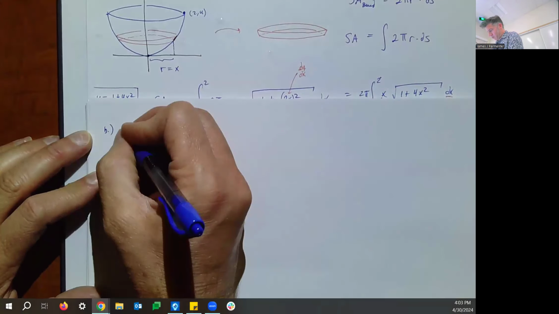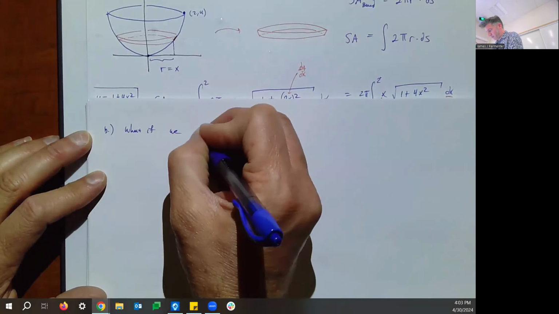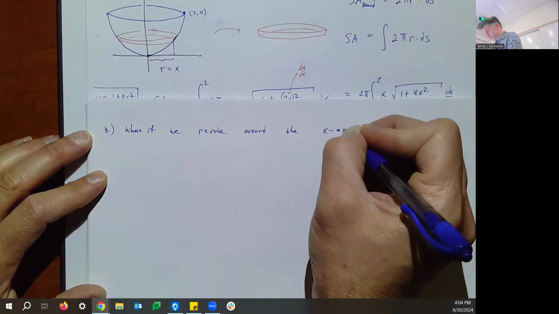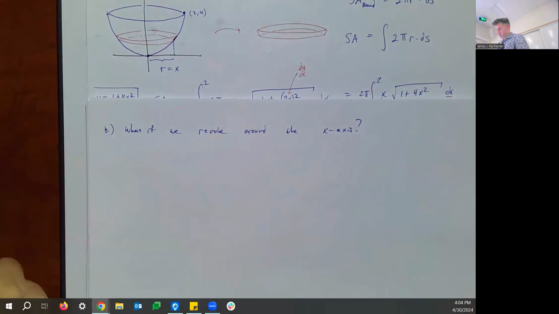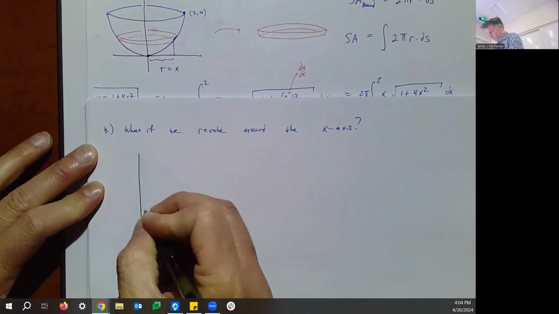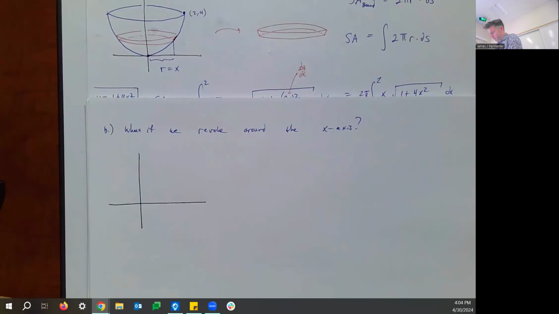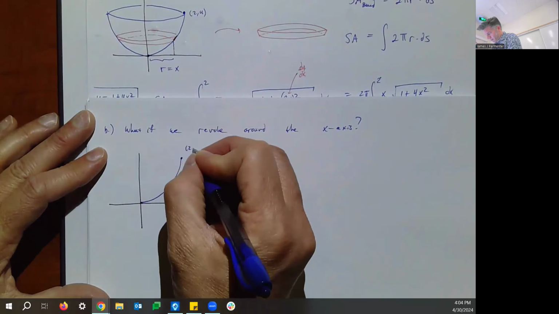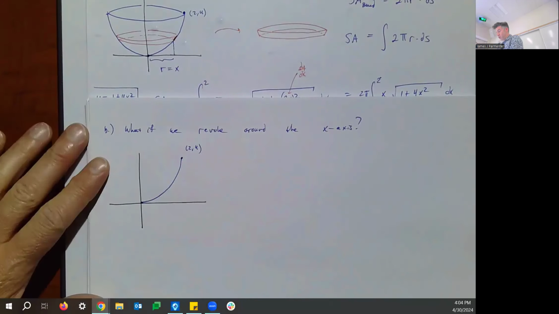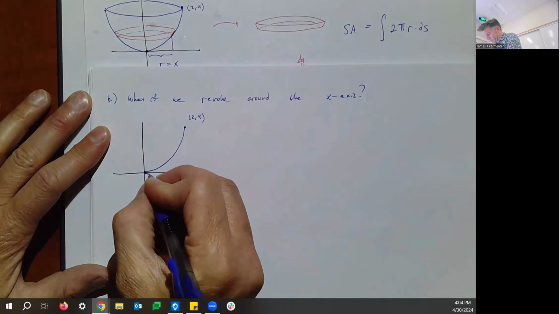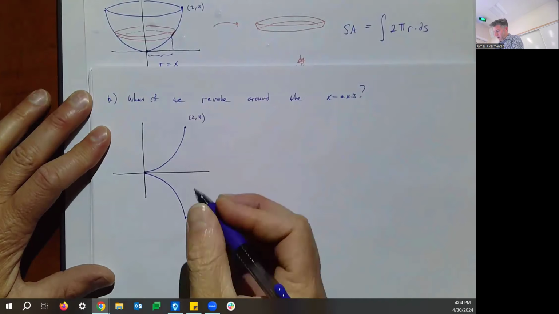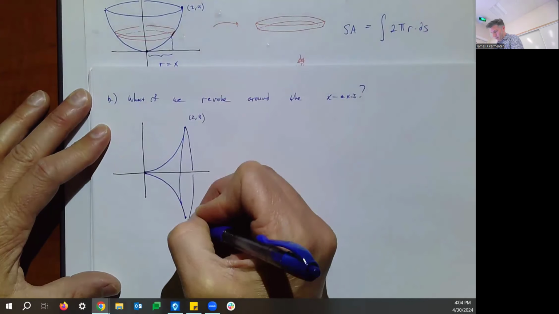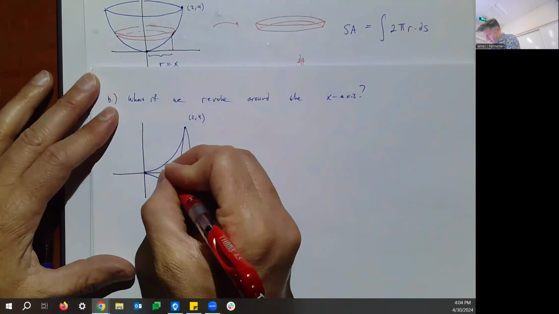Part B, what if we revolve around the x-axis? So same curve, y equals x squared from x equals 0 to x equals 2. It's about like that. But now we're revolving that curve around the x-axis. So we have a shape, a surface that looks like this. And now our rubber bands look like this.